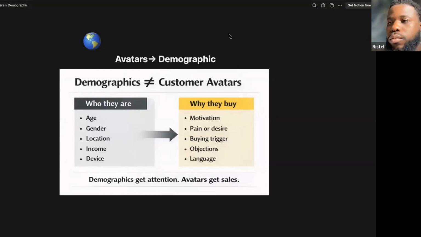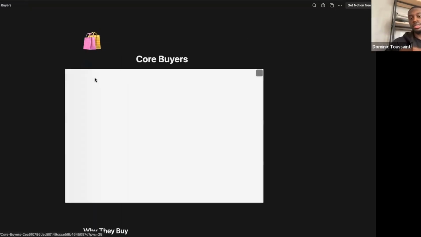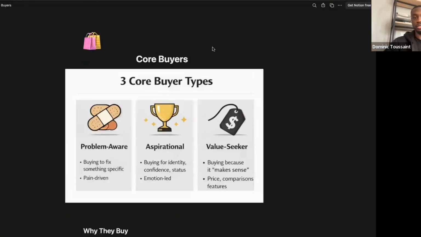Great answer. So guys, now we're going to take you through the core buyers. Obviously there are many different buyers, but let's take you through these three: problem aware, aspirational, and value seeker. Problem aware is someone buying to fix something specific, pain driven. Aspirational is buying for identity, confidence, status, or emotion led. And lastly, value seeker is someone buying because it makes sense, or the price is just right, or the feature comparison against a different brand makes more sense for them.